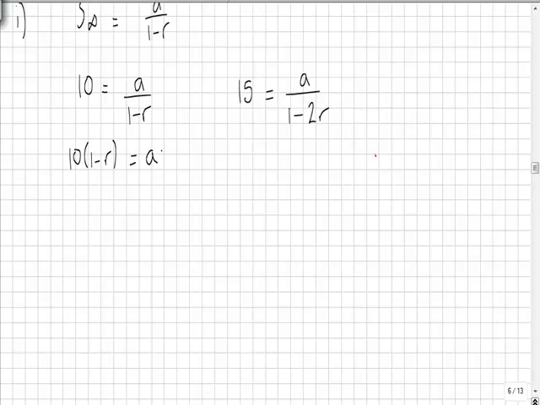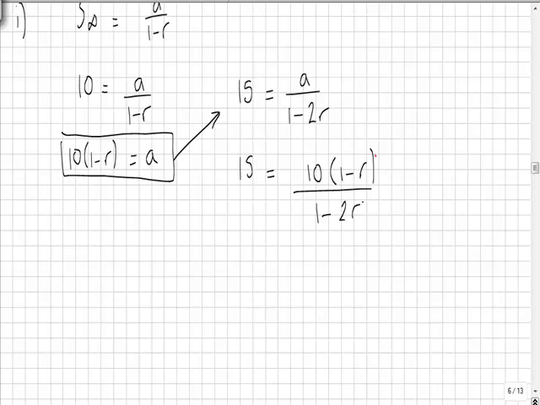we can immediately see that our a is equal to 10 brackets 1 minus r. And I'm going to substitute that straight into this equation here. So I end up with 15 is equal to 10 brackets 1 minus r over 1 minus 2r. And what I'm going to do now is multiply both sides by 1 minus 2r, giving me 15 brackets 1 minus 2r is equal to 10 lots of 1 minus r.